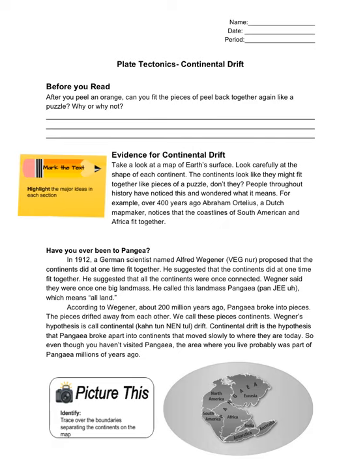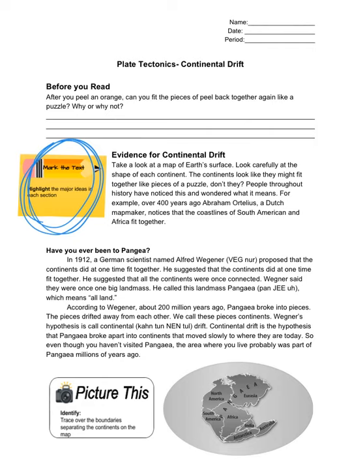Alright, so plate tectonics, continental drift. Before you read: after you peel an orange, can you fit the pieces of the peel back together again like a puzzle? Why or why not? Mark the text. Highlight the major ideas in each section. If you're in class, this needs to happen. Go and get a highlighter from the box and highlight as you go through what you think is important. We've done this before together, so I trust that you can do this. If you're virtual, just highlight it with your cursor and put a highlighter mark over it.